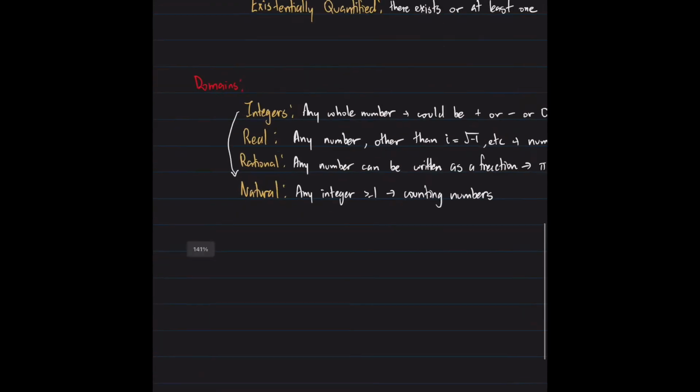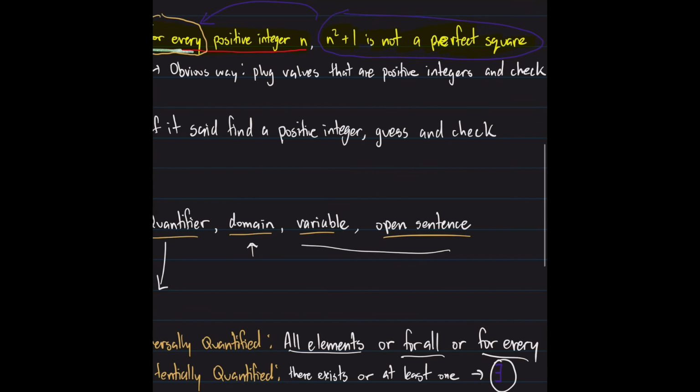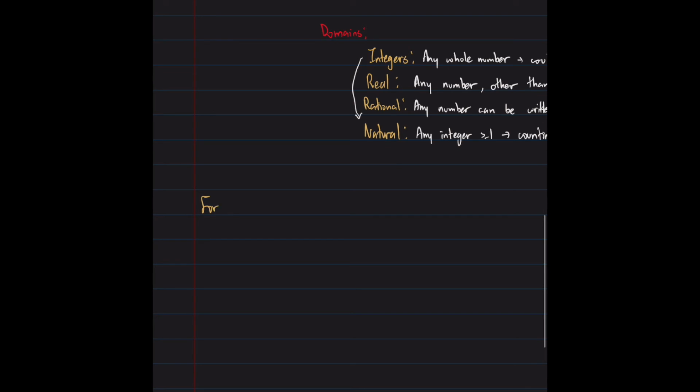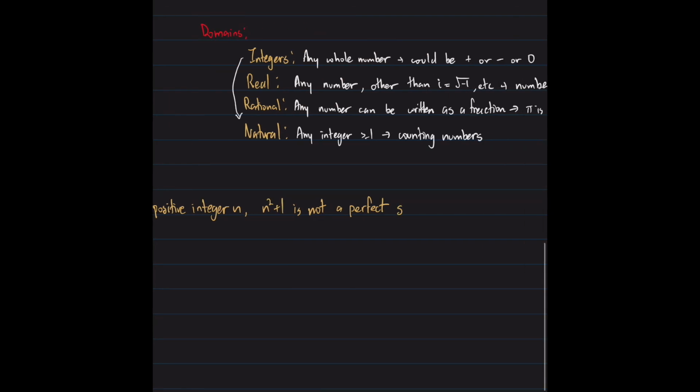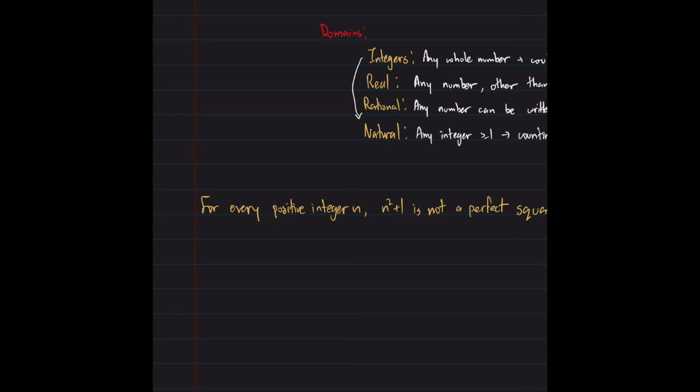And then your variable would be the variable which you're using here, right? In this case, it would be n, and your open sentence would be this part. So now let's break it down. If I have this statement, for every positive integer n, n squared plus 1 is not a perfect square. Well, I know for all, right? So I know this part.